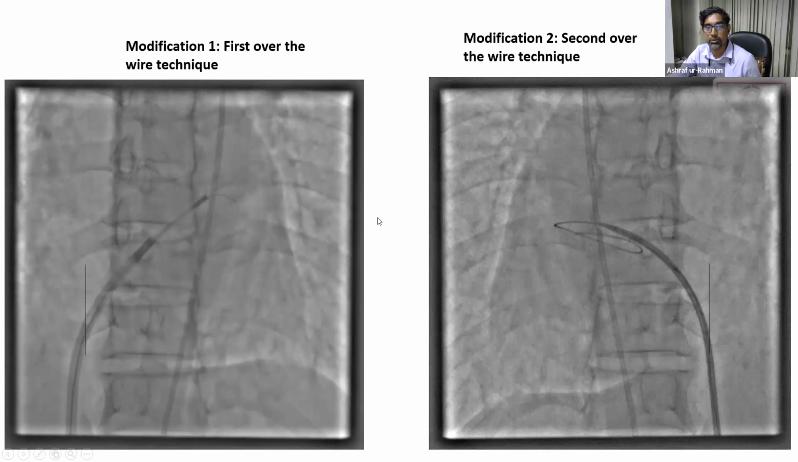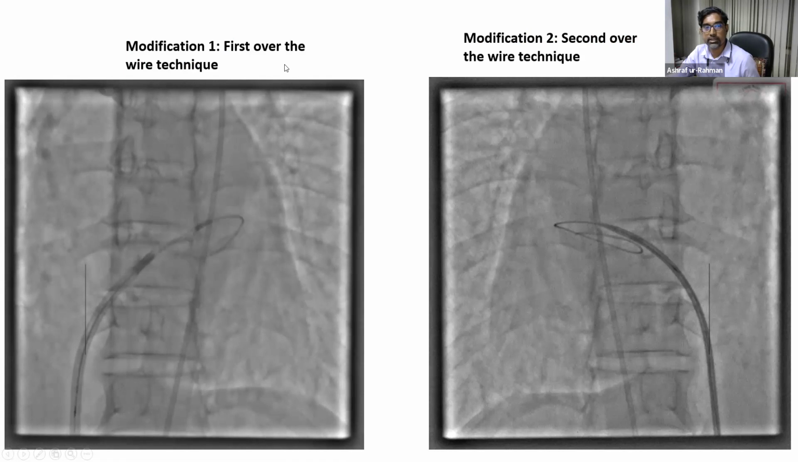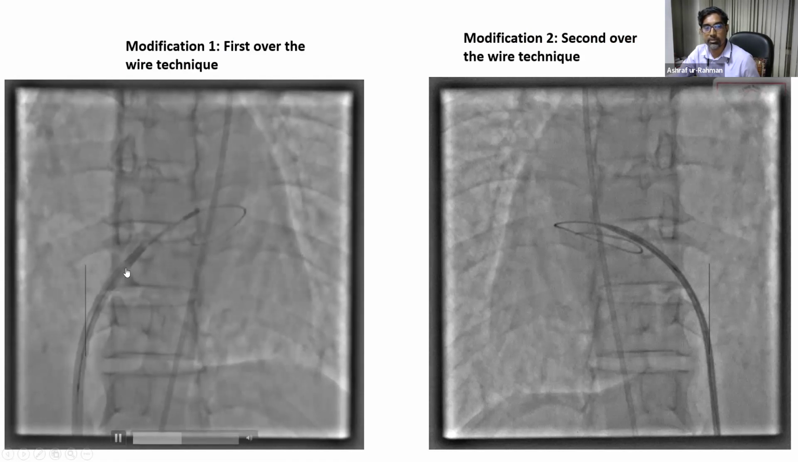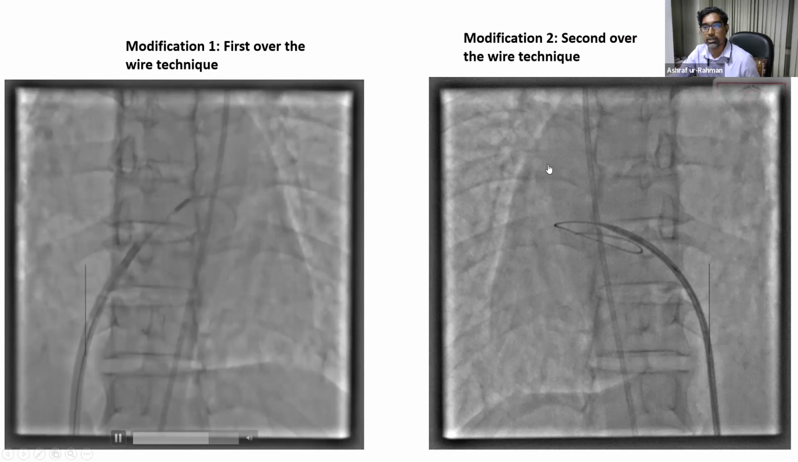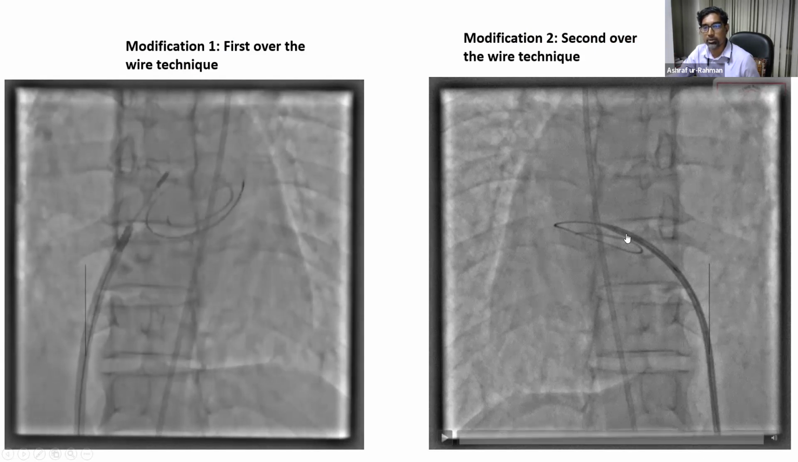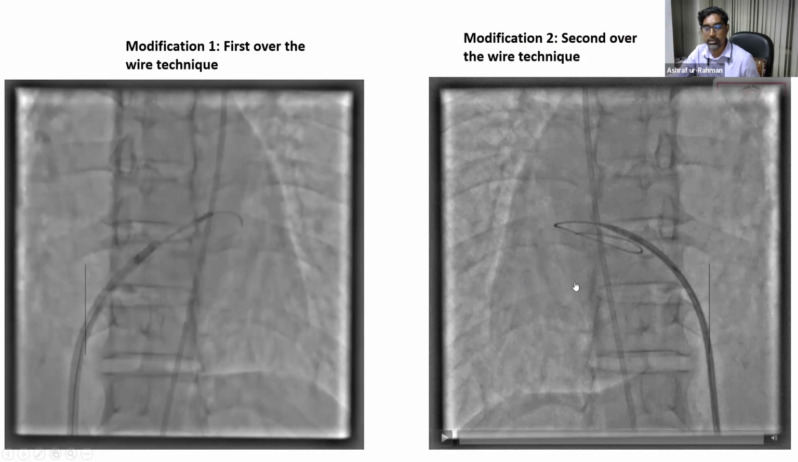So the modification we took in our difficult cases is the over-the-wire technique. That means we took the inner balloon over the spring wire and tried to enter the LV. And if this failed, we took the Mullins sheath over the spring wire and tried to enter the LV.